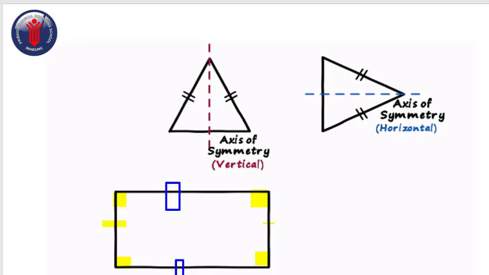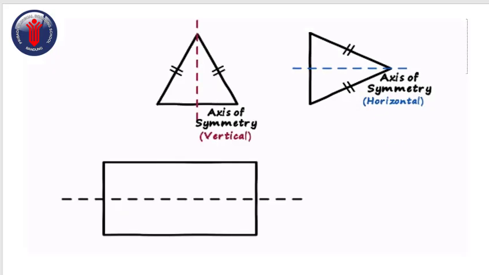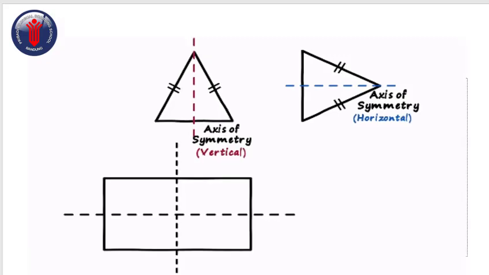It will have a horizontal axis of symmetry like this. And when one part is flipped over, it will overlap exactly with the other. And it will also have a vertical axis of symmetry like this. This is vertical and horizontal. Flip this part and we see the perfect overlap. So, a rectangle has a horizontal as well as a vertical line of symmetry.